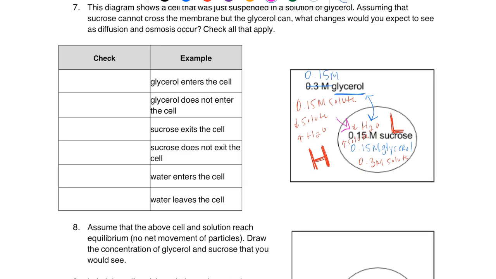So let's check off to the side what's happening. Glycerol, it's entering the cell, so that means the next one can't be true. Sucrose cannot move across the membrane, so sucrose is not exiting the cell. So that would be this box. And we decided because there was high water outside the cell and low water inside the cell, the water is going to enter the cell.